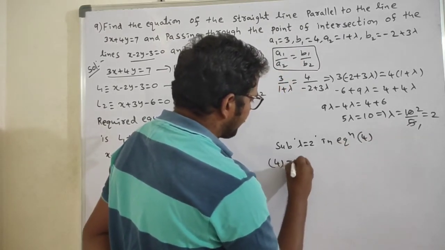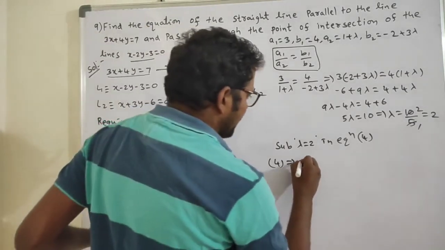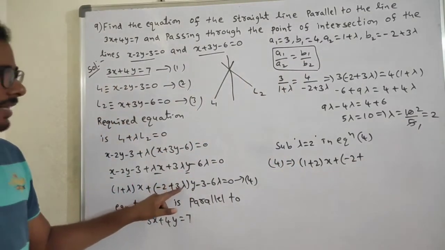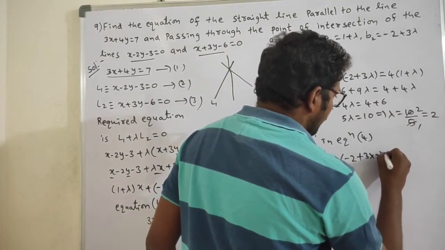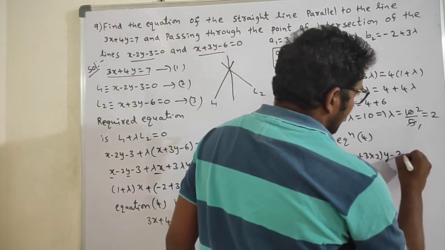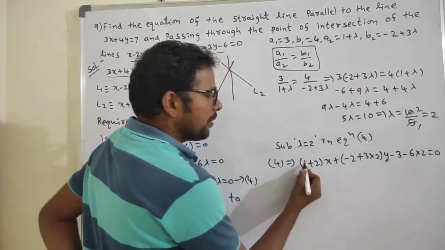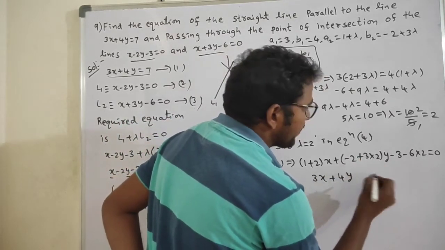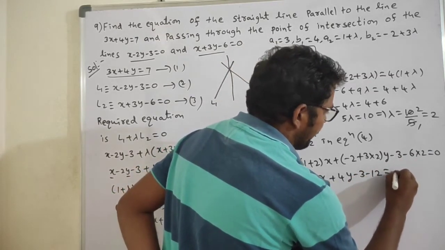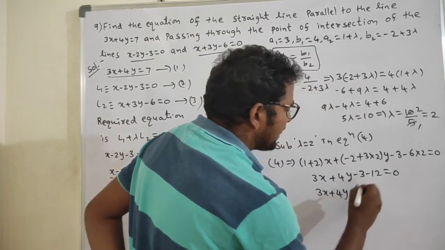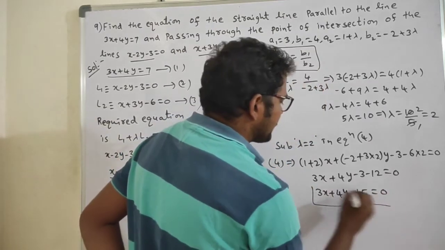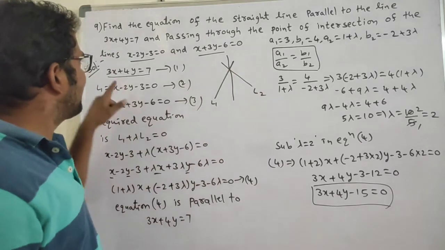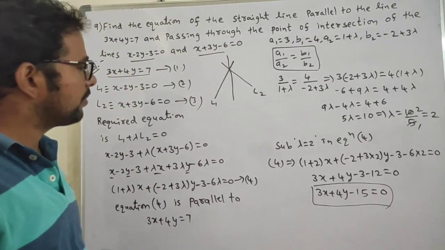So equation 4 implies 1 plus 2 into x, plus minus 2 plus 3 into 2 into y, minus 3 minus 6 into 2 equals 0. So 3x plus 4y minus 3 minus 12, minus 15, equals 0. This is the required equation of a line passing through the point of intersection of L1 and L2 and parallel to 3x plus 4y equals 7.